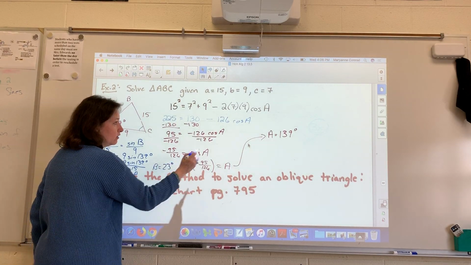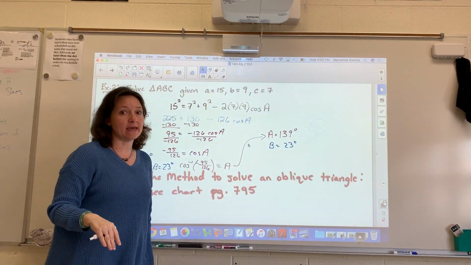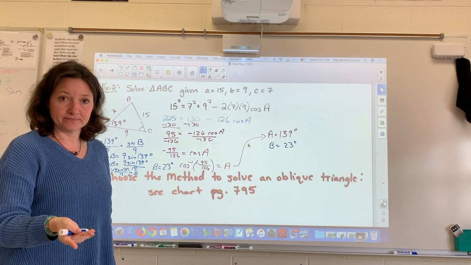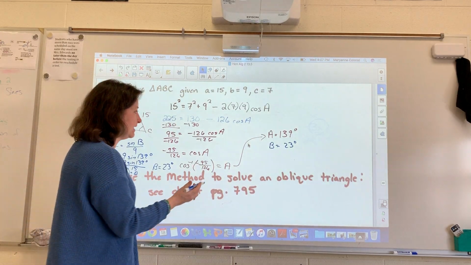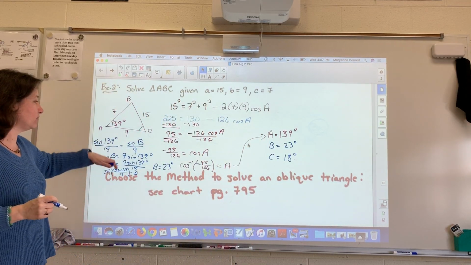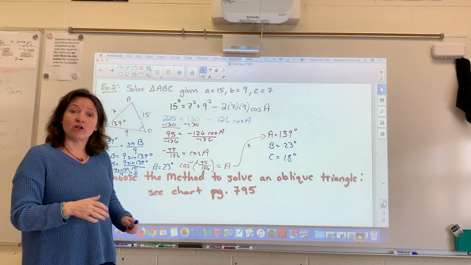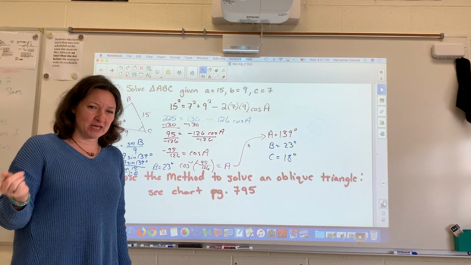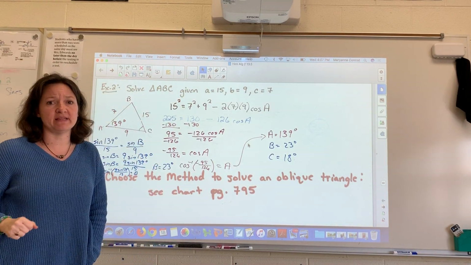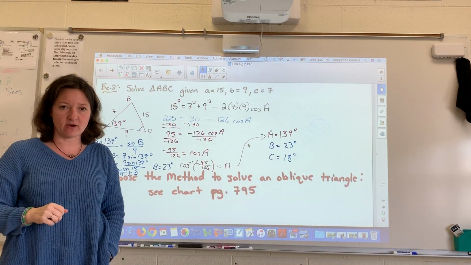So we now have angle A is 139, angle B is 23. What do we know all three angles make? 180. So what's left over for angle C? That's right, it is 18 degrees. So we found all three angles when all we were given were three sides, but we had to start with law of cosines. The good thing about law of cosines, remember the ambiguous case for law of sines? Don't have to worry about that for cosine. The cosine formula is never ambiguous, so that is not something you have to worry about.